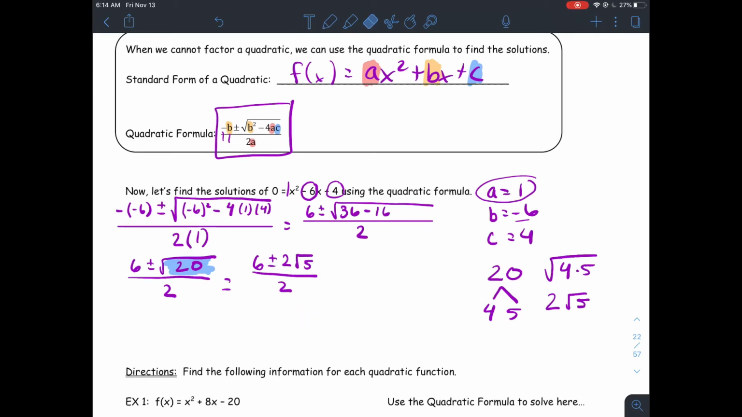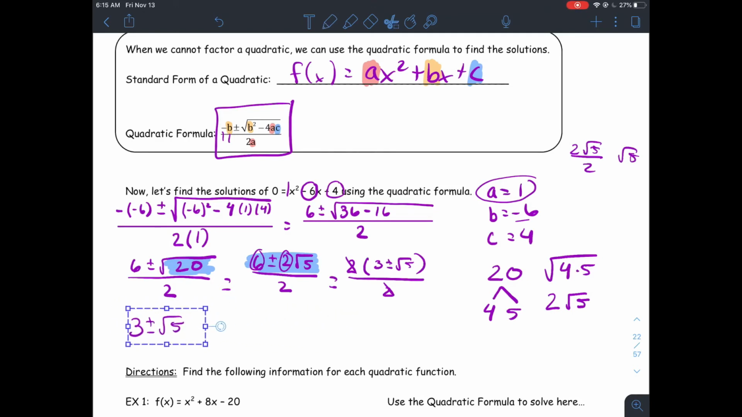So what you need to do is see if there's anything you can factor out of this top portion. You can take a 2 out of 6 and 2. So we're going to take a 2 out, and we get 3, right? Because 6 divided by 2 is 3. Plus minus, and then when you do 2 root 5 divided by 2, you just get root 5. That was all over 2. So your final answer here would be 3 plus minus root 5.